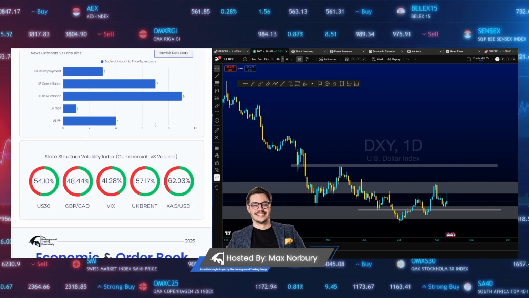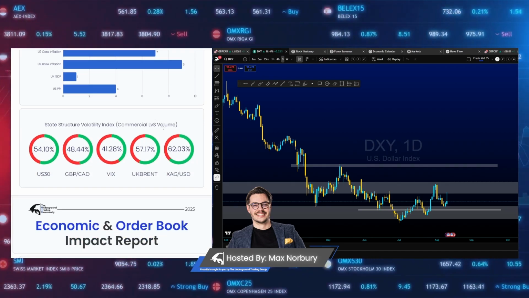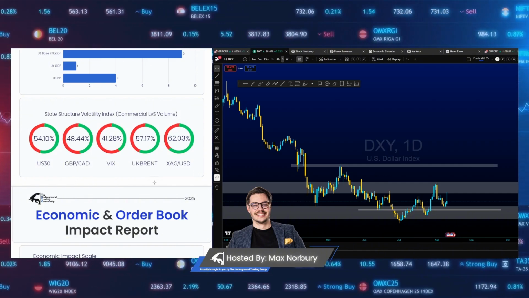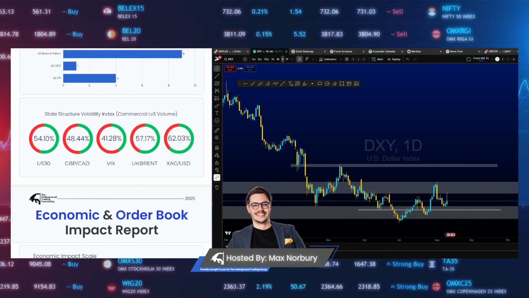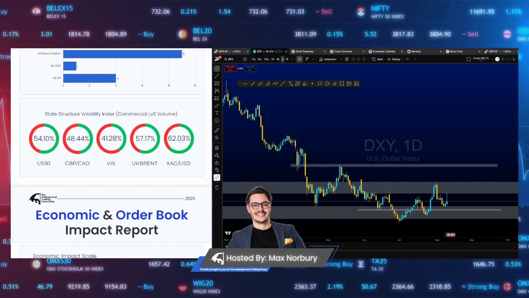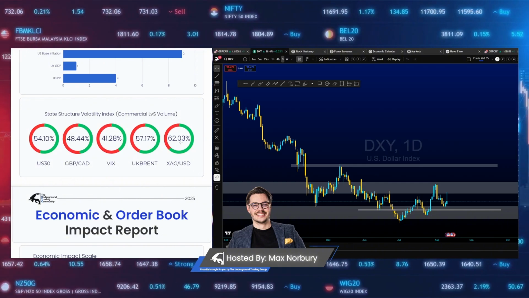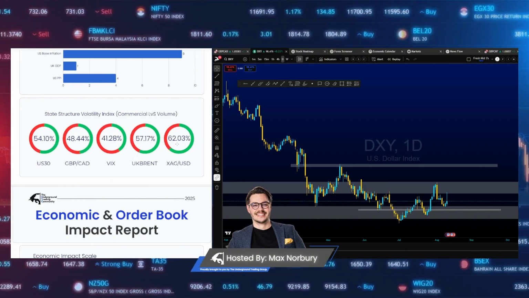So that's the market challenges. Now in terms of the SSV, we've got relative stability across the board. I would say that silver at 62.3% commercial longs is quite significant. It does kind of tie in really well, I suppose, with the bullish trend that we've seen at the moment.